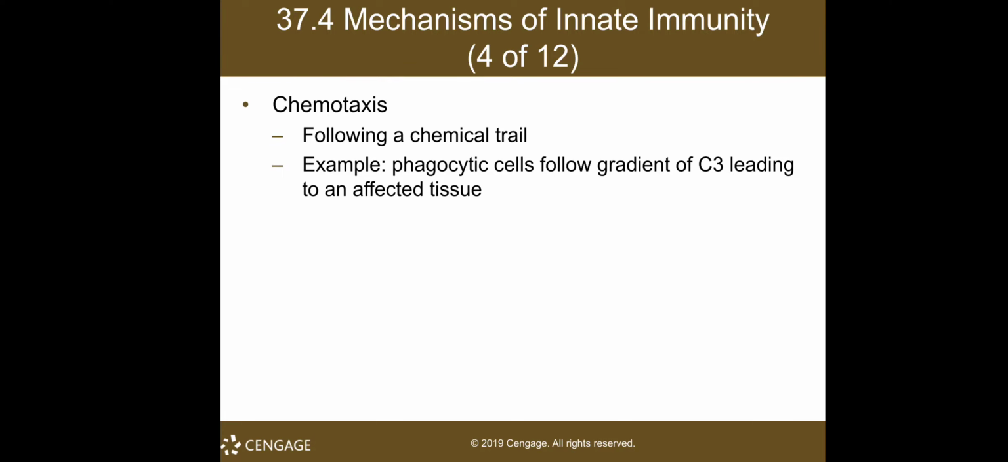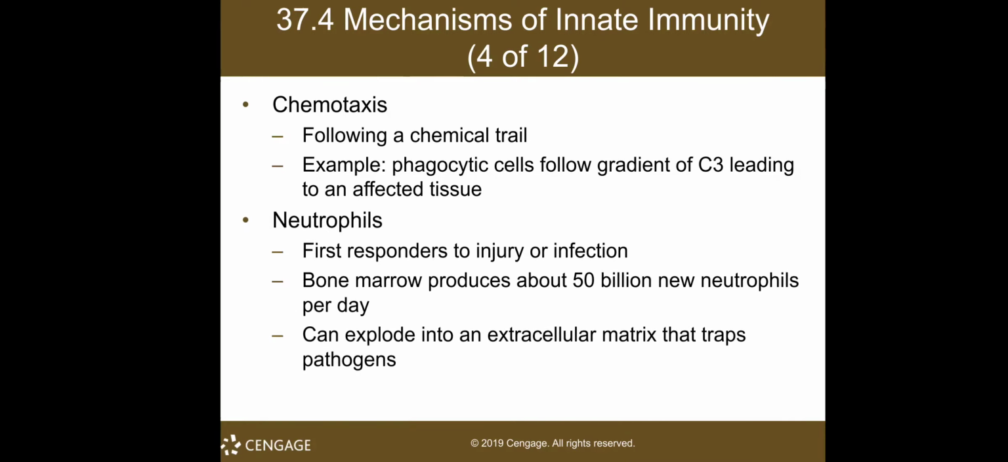One of the mechanisms is chemotaxis. Chemotaxis is basically how you follow a chemical trail. Just like in the second mechanism I discussed, they serve as a signaling. So basically, that's a chemical trail. Phagocytic cells follow the gradient of the C3 molecules leading to the affected tissue. If they see a high concentration of the cleaved C3 proteins there, that means this is a hot zone.